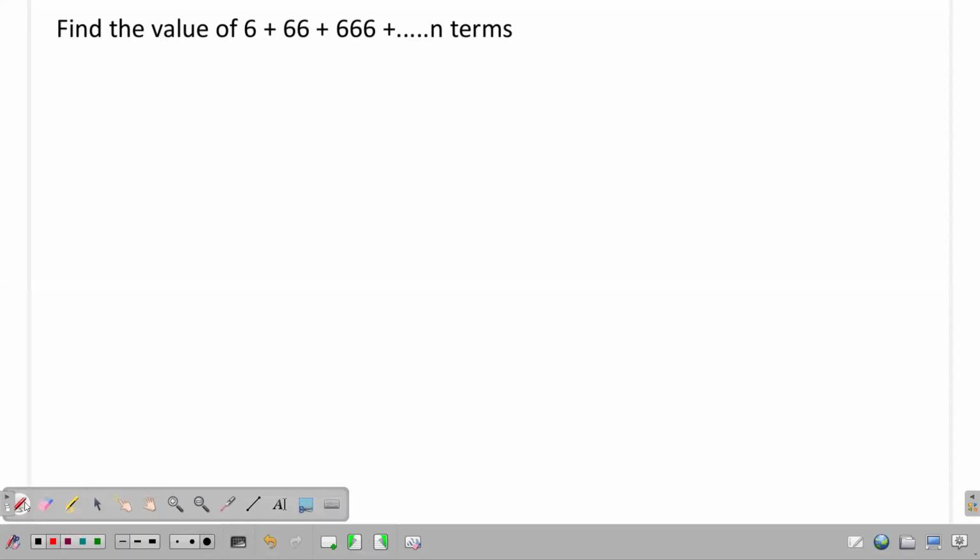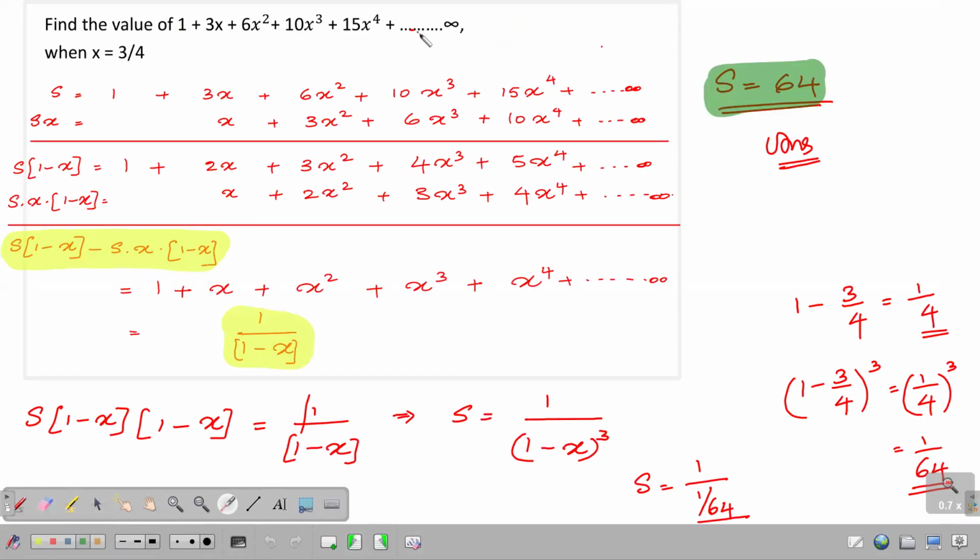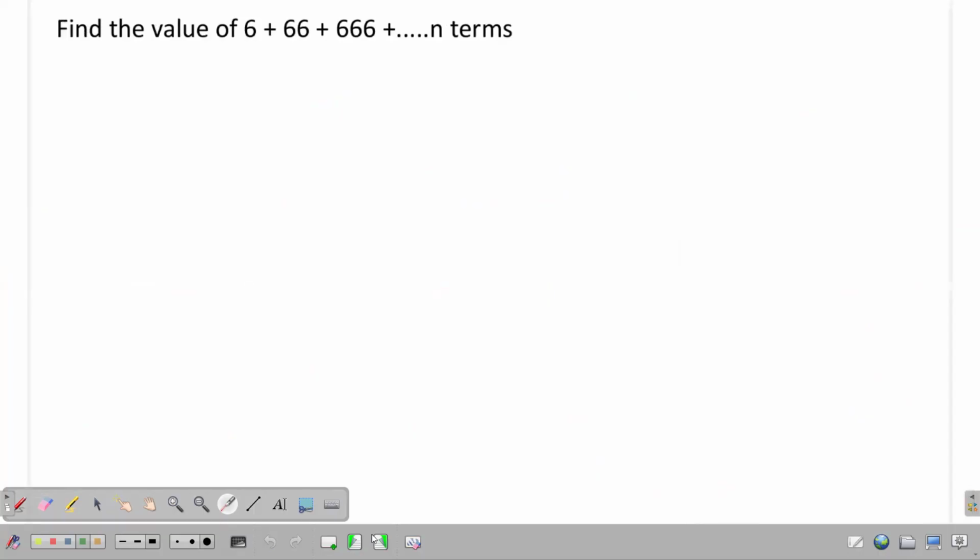So take a look at this question. You are asked to find the value of 6 plus 66 plus 666 plus etc. up to n terms. Kindly note, this is not a sum to infinity scenario. It is explicitly mentioned in the question that it is sum to n terms. Got it? In the previous question, if you remember, they had mentioned it as sum to infinity. So that is why we tried to convert it into that geometric progression and then proceed, so that the sum to infinity formula can be applied. But here it is adding up to n terms only.